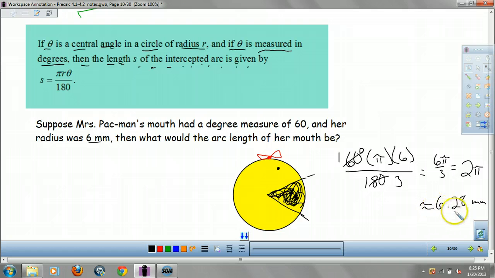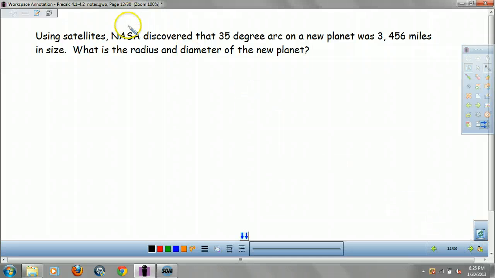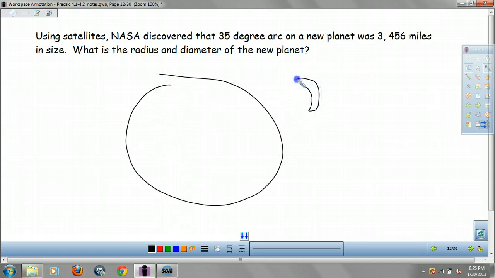We got one more problem, and we're going to call it a day. While using satellites, NASA discovered that a 35-degree arc on a new planet was 30,456 miles in size. What's the radius and diameter of the new planet? So they found a new planet. They sent a satellite up. And they said that it was 35 degrees. This thing was 30,456 miles.